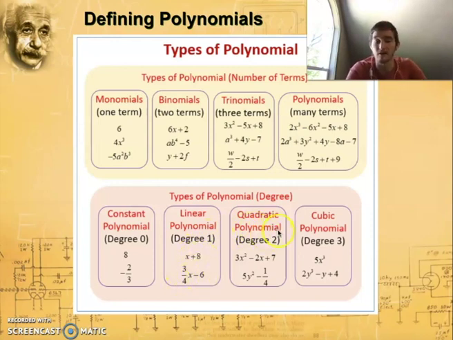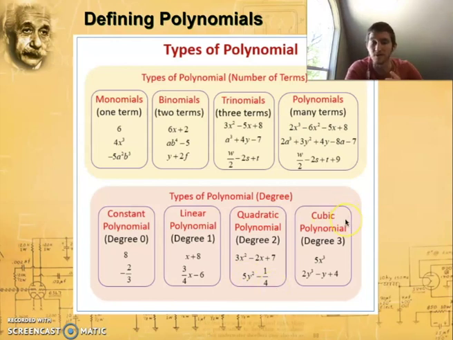And then a quadratic polynomial, quadratic comes from the root quadrus, which actually has to do with a square. So anything x squared is going to give you x to the 2nd power. So quadratic, remember, degree 2. That would be 3x squared minus 2x plus 7, 5y squared minus 1/4. Even though this top one is a trinomial and the bottom one is a binomial, they're both quadratics because their highest degree is 2.